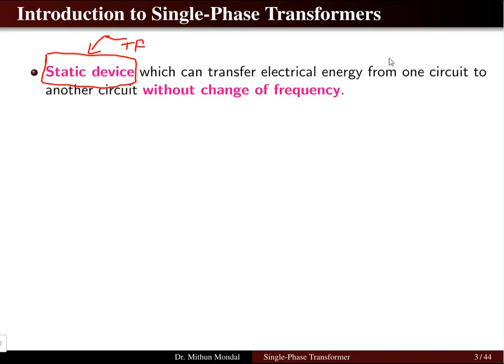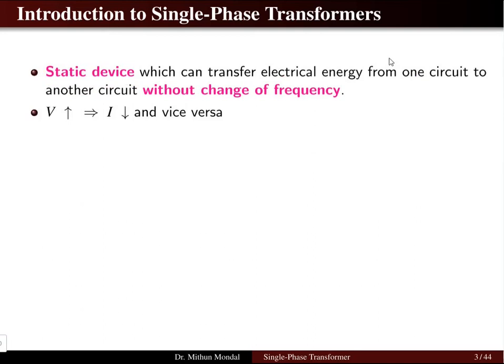It can transfer the electrical energy from one circuit to another circuit without the change of the frequency. So the frequency remains constant both at the input as well as the output. Whatever the input frequency is for the supply voltage, the same frequency we will get at the output voltage too.